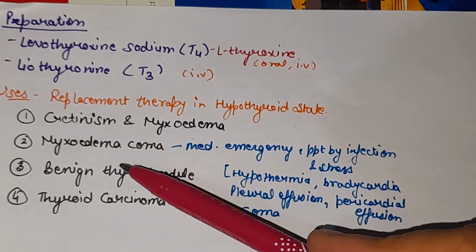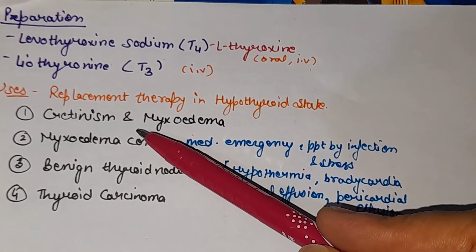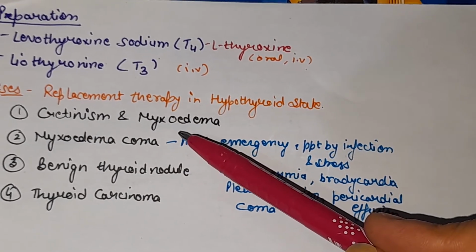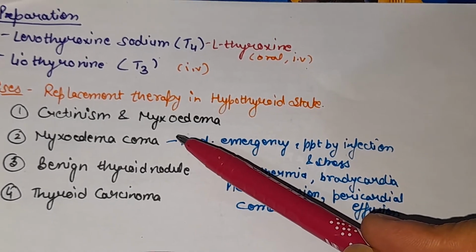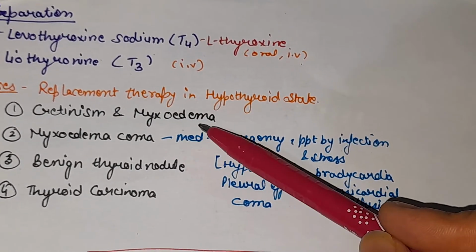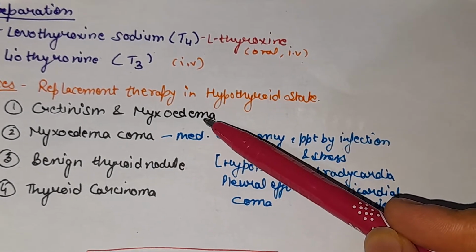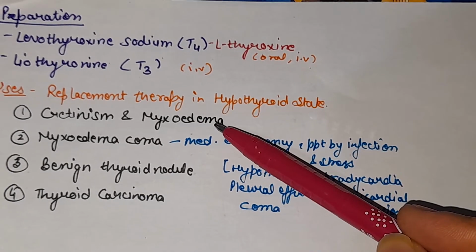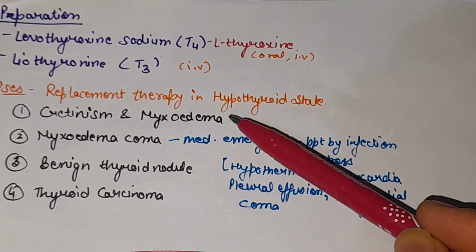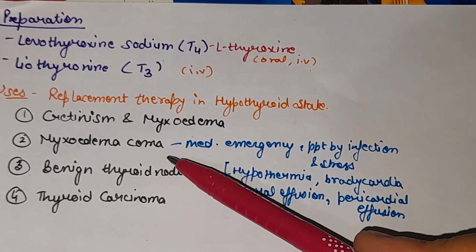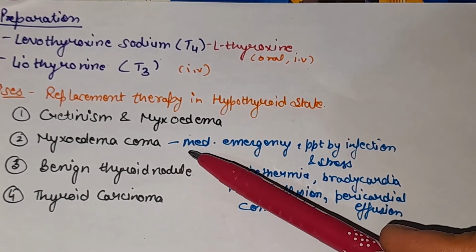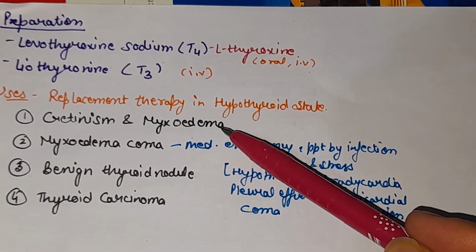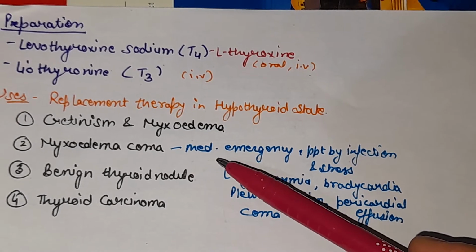For cretinism, the treatment of the newborn is started as early as possible after birth to ensure normal growth and cognitive development. And in young adults with hypothyroidism, that is myxedema, full replacement doses of levothyroxine sodium can be administered. The goal of therapy is to relieve symptoms and restore serum TSH to normal levels. Next is myxedema coma. Myxedema coma is a medical emergency, and it occurs in those cases where myxedema is not treated and remains untreated for a longer period.